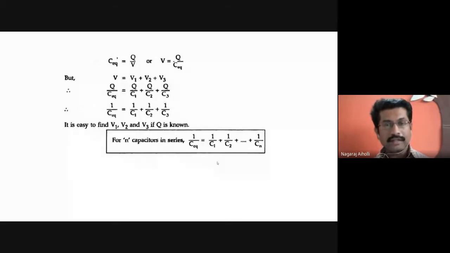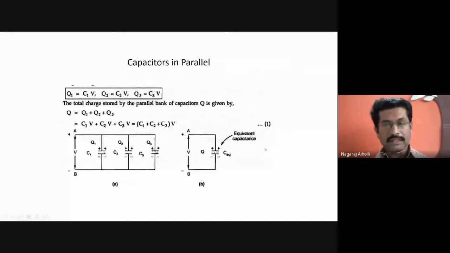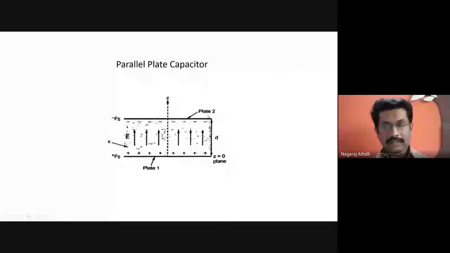Then we derived the equation for capacitors connected in series. The equivalent capacitance is 1 upon C equivalent is equal to 1 by C1 plus 1 upon C2 plus so on up till 1 by Cn. For capacitors connected in parallel, C equivalent is equal to C1 plus C2 plus so on up till Cn. Then we also took up the parallel plate capacitor.